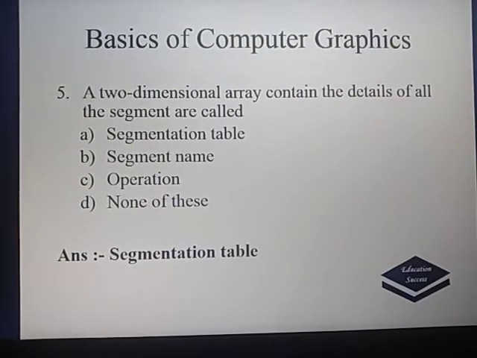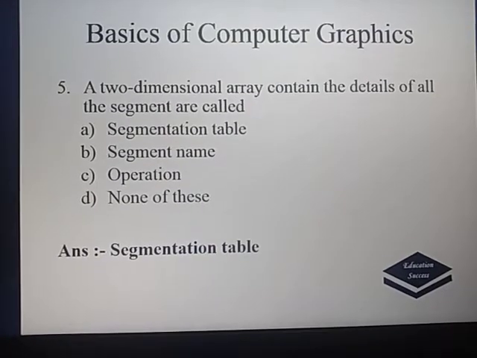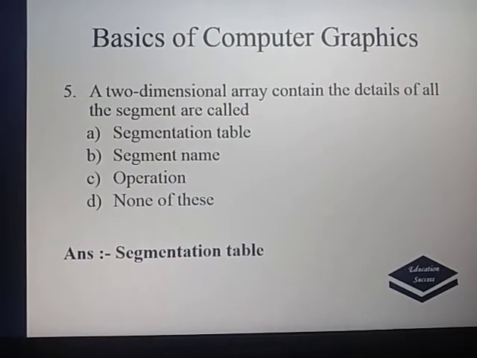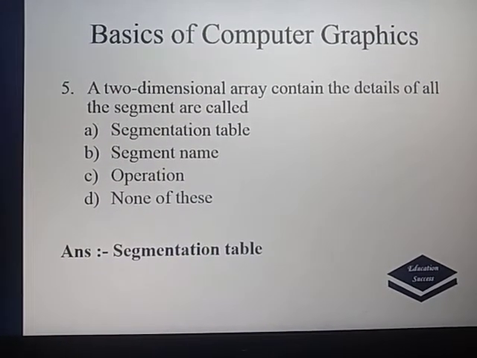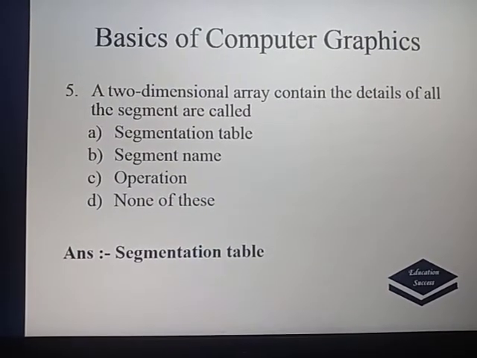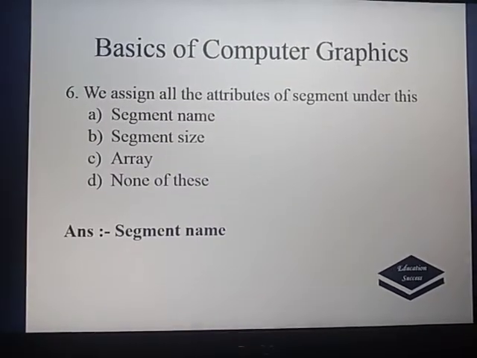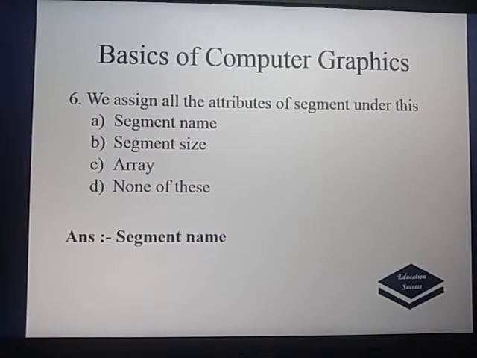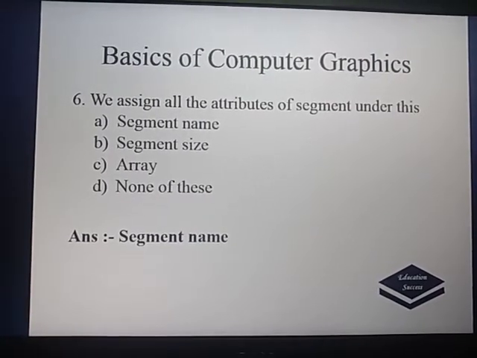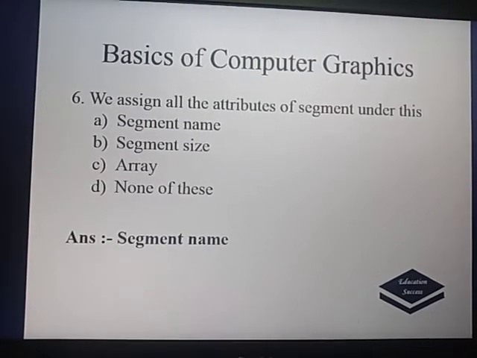A two-dimensional array containing the details of all the segments is called: segmentation table, segment name, operation, none of these. Correct answer is segmentation table. A segmentation table is a two-dimensional array that contains all the details of the segments. We assign all the attributes of a segment under this: segment name, segment size, array, none of these. Correct answer is segment name.